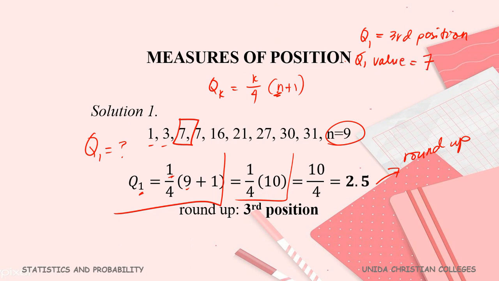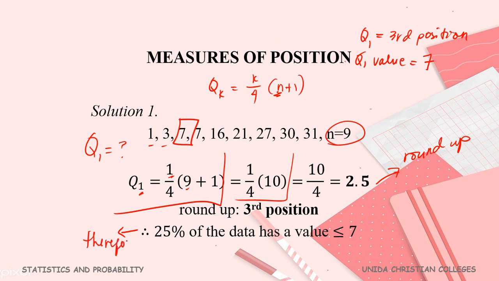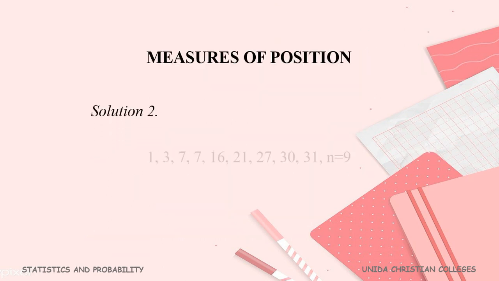So what will be the interpretation? Therefore, 25%, kasi sabi natin, di ba, si first quartile is the 25% of the data. So, 25% of the data has a value less than, o pag sinabing less than, maliit, or equal to 7. So, meaning po, that is the 25% of your data. Okay? Next, let's have our second solution.